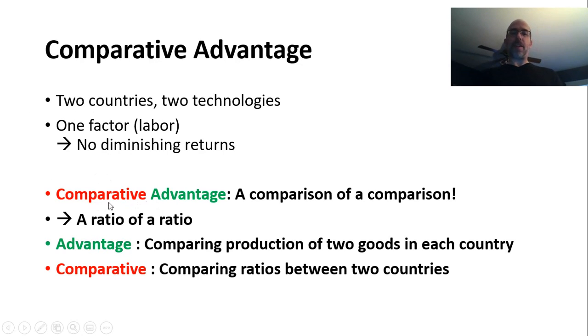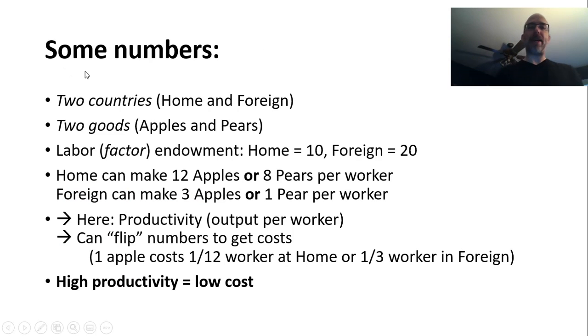Right? Now remember, this is a comparison of a comparison. So really it's like a ratio of a ratio, or you can look at greater than or less than. The advantage part is comparing production of two goods in a country, and you're saying, am I better at good A or good B? Do the same thing for the other country. Now you have two comparisons, one for each country, and then you compare those ratios. So you compare within each country first, and then you look at between the countries and see which one has a higher ratio. Okay, so comparative advantage is a comparison of a comparison. I always like to put it that way. Okay, now I made up some numbers. These pretty much work.